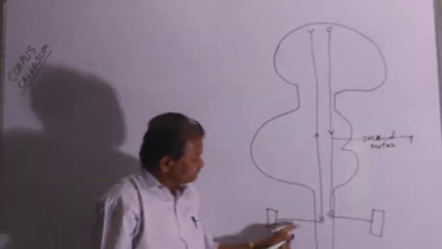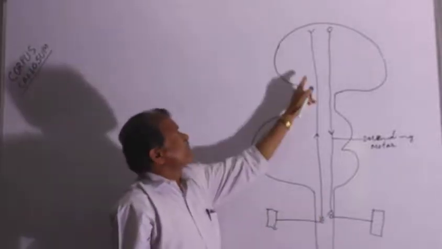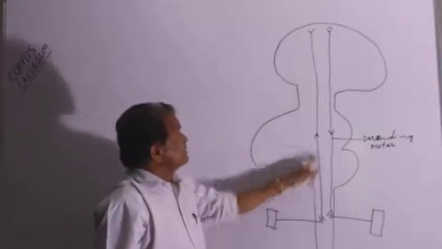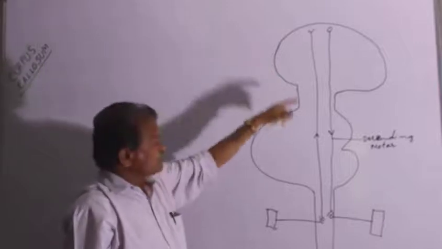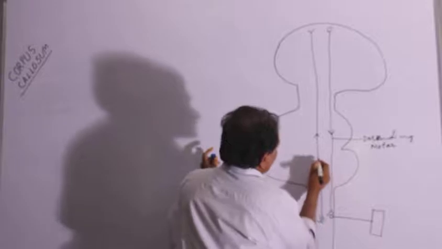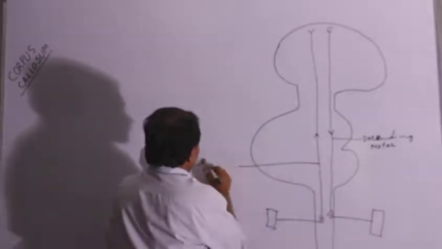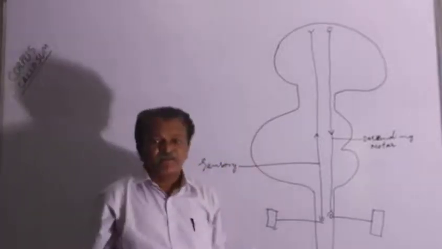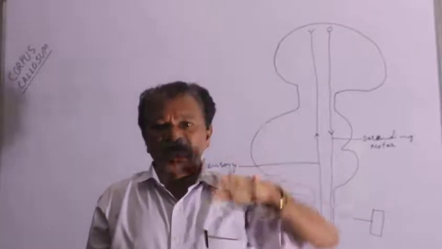And the fibers which are entering into the central nervous system ascend upwards, and there they stimulate the cerebral cortex, and their movement is from downwards to upwards. So these are called sensory or ascending tracts.